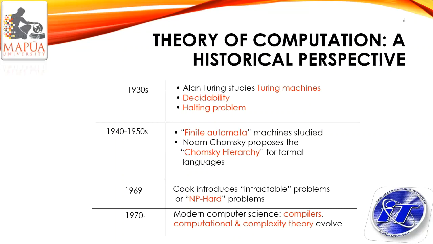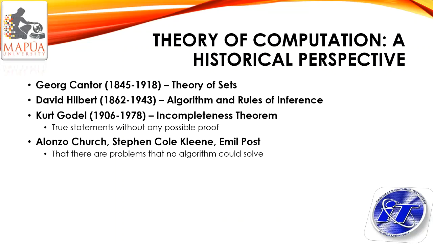Aside from them, we also have other famous scientists and mathematicians. We have Georg Cantor, who discussed set theory, which is used in designing our automaton. We have David Hilbert, algorithms and rules of inference, definitely for AI. And Kurt Gödel, the incompleteness theorem: a true statement without any possible proof. You still remember in discrete math we discussed that there are some statements that are considered as true.